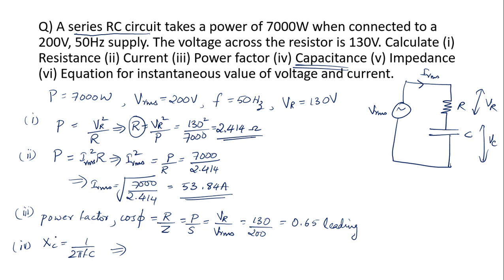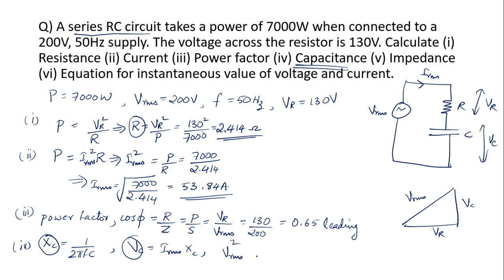In order to get the value of XC, I write the equation VC is equal to IRMS into XC. If I can find out VC, then I can find out XC and then I can find out C. So how can I find out VC? Again, you already know VRMS and VR. So you can draw the voltage triangle for the circuit. This is VRMS, this is VC and this is VR. Using the Pythagoras theorem, VRMS square is equal to VC square plus VR square.